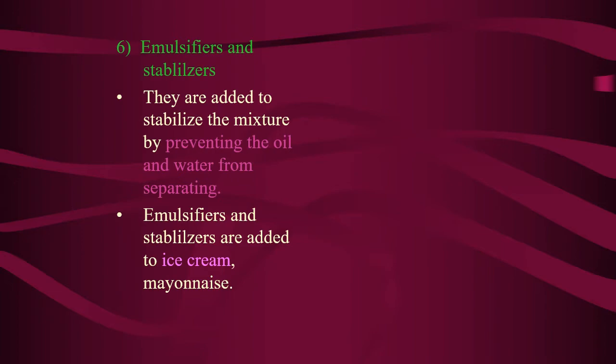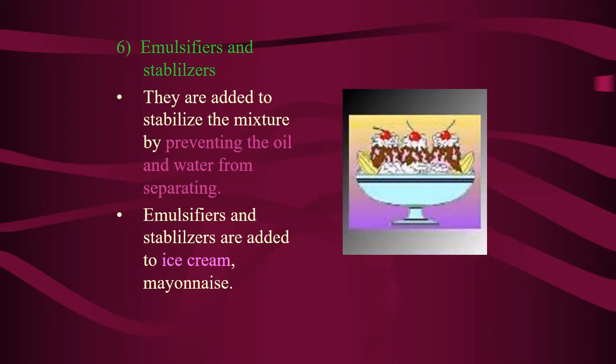In this video, I'm going to talk about the 6 classes of food additives and also other types of food additives that are often used in food products. So the 6th category is the emulsifiers and also stabilizers. They are usually added to stabilize the mixture by preventing the oil and water from separating. And emulsifiers and stabilizers are usually added to products like ice cream and also mayonnaise.